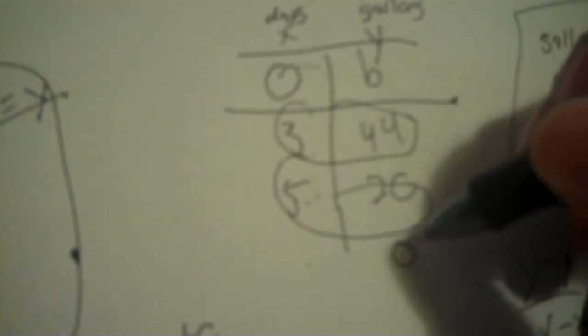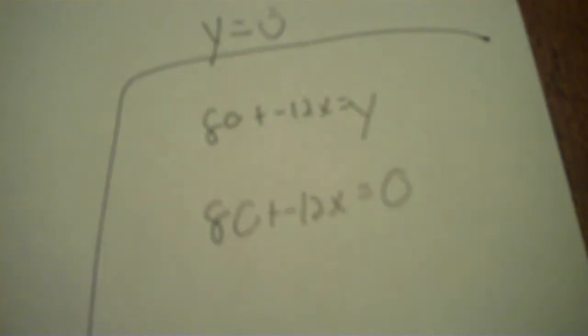Okay, I'm solving for the x because I'm solving for the days, so I have to put a number in for y, and it can be the 0 gallons. So I'm finding the x when y is at 0. Okay, so I put 0 in, 80 plus negative 12x equals 0. And now you can solve for the x. Minus your 80 from 0, that just takes you to negative 80. Negative 12 times x equals negative 80. Then I divide by negative 12.